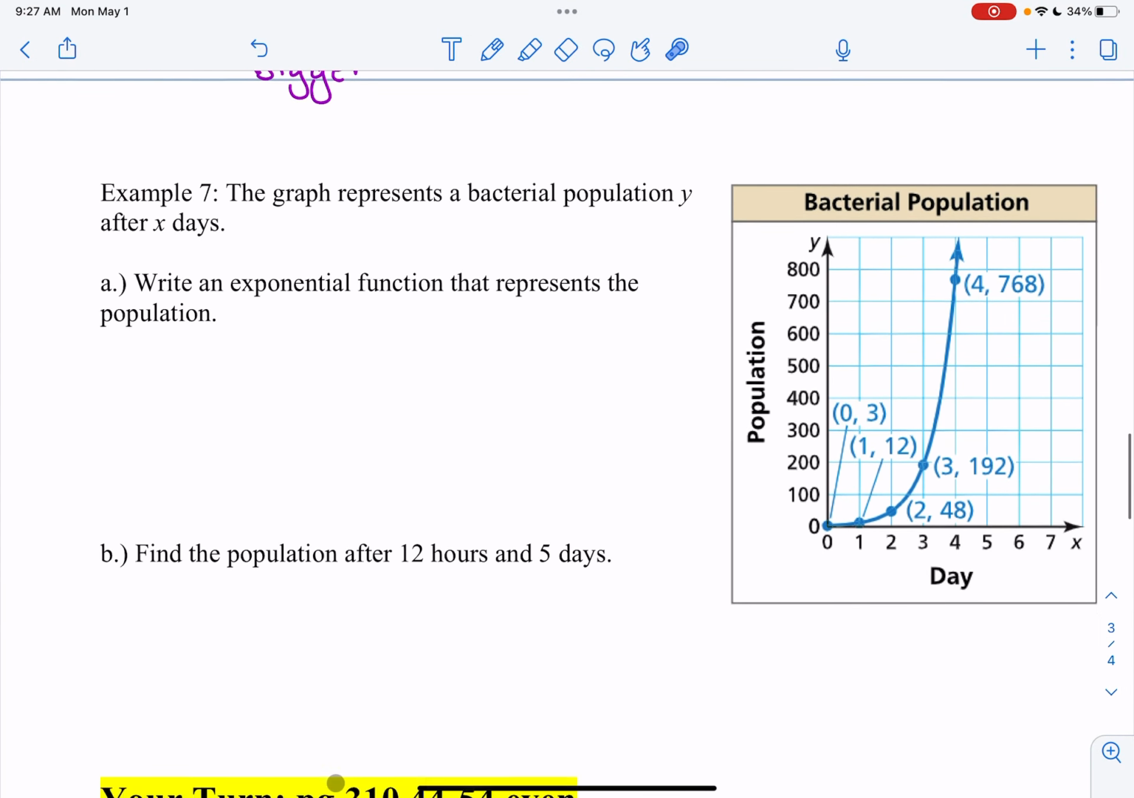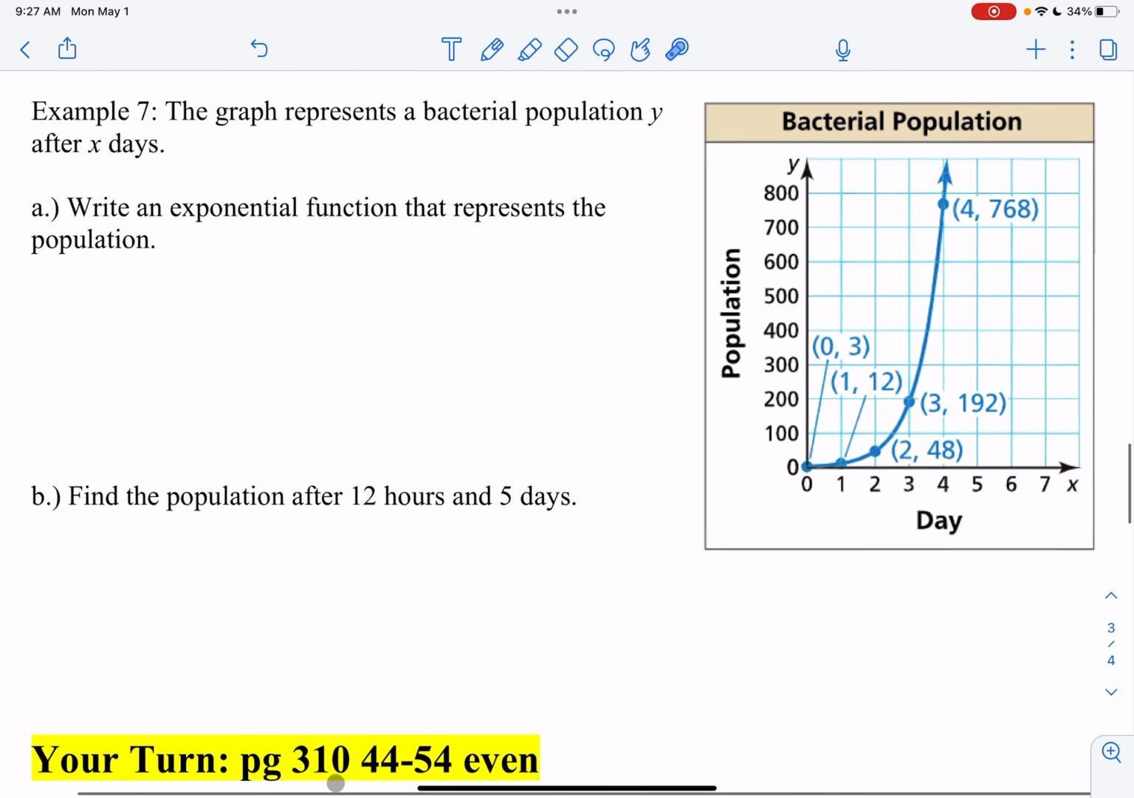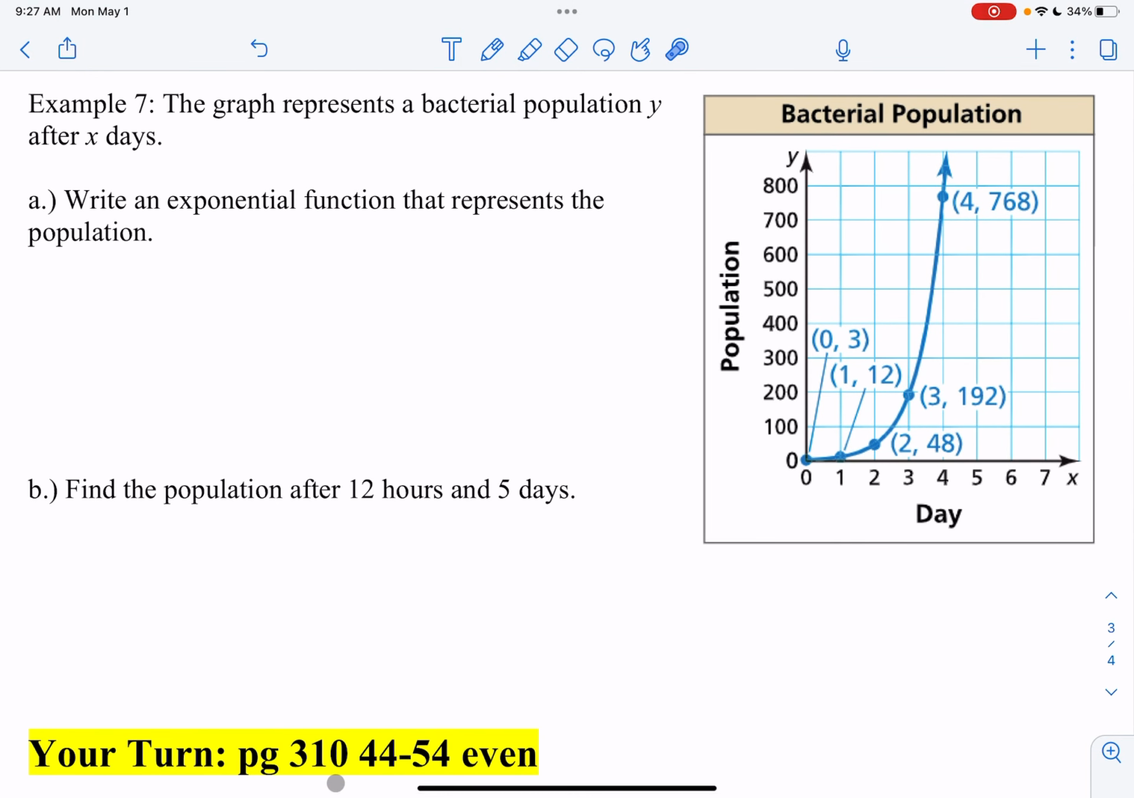Okay, last example. Here we have an actual real world situation. This is one place, chemistry and bacteria population, where exponential functions are used all the time. The graph represents a bacterial population y after x days. Write an exponential function that represents the population. So we need to write the equation for this. And I want an exponential function, so I'm going to write the most basic exponential function: a times b to the x.